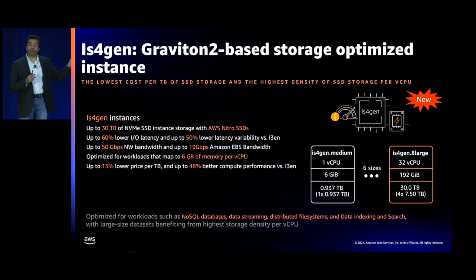These instances deliver up to 15% lower dollar per terabyte compared to i3EN, and up to 48% higher compute performance compared to i3EN. These instances also pack in 30 terabytes of Nitro SSD with up to 50 gigabits per second of network throughput. There are going to be 6 sizes with IS4GEN, with up to 32 vCPUs, optimized for workloads that map to 6 gigabytes of memory per vCPU.